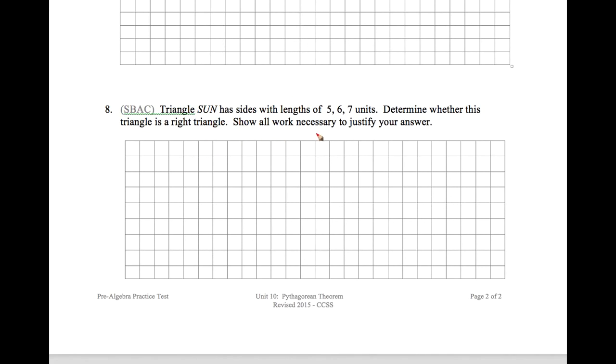Okay, number 8. Triangle SUN has side lengths of 5, 6, and 7 units. Determine whether it's a right triangle. Show all of your work. Okay, so let's use our, let me draw a line here. Let's use our little grid marks here. So one side is 5. One side is 6.